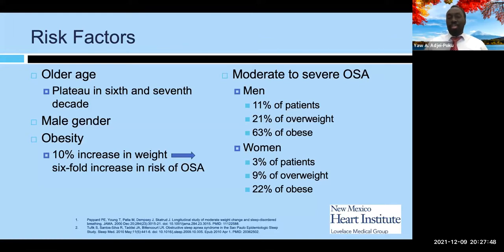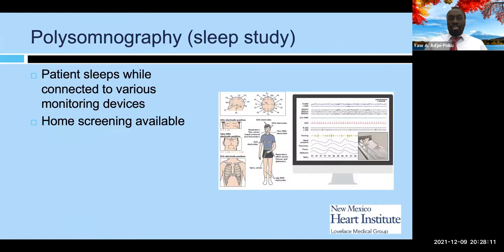Moderate to severe sleep apnea, again, in men: 11% of patients have moderate to severe sleep apnea. 21% of patients who are overweight have moderate to severe sleep apnea, and 63% of obese patients have moderate to severe sleep apnea. The same holds true for women. If you're overweight or obese, you're more likely to have sleep apnea.